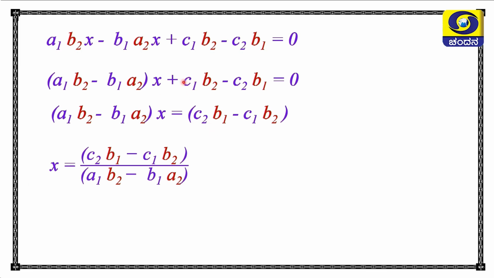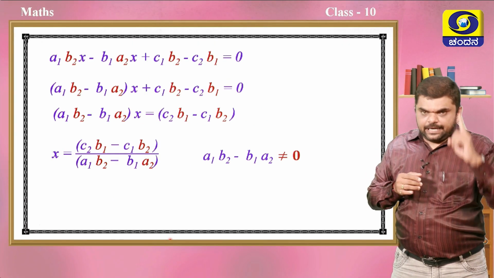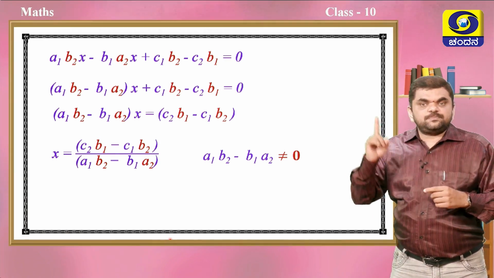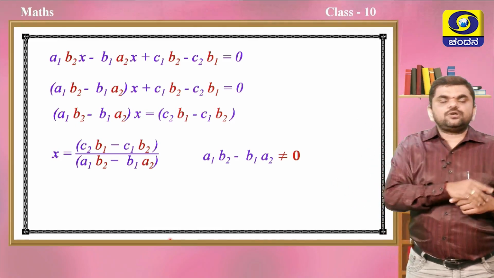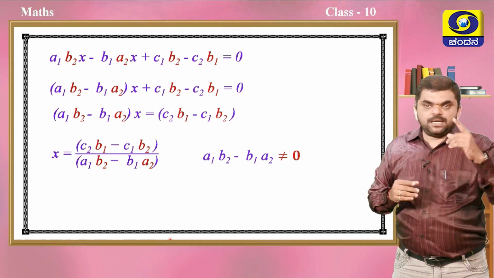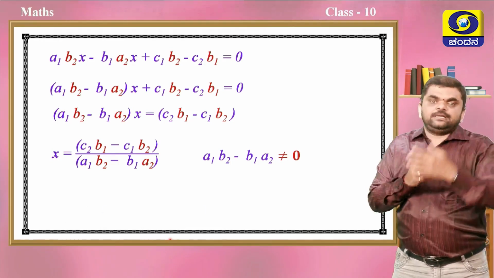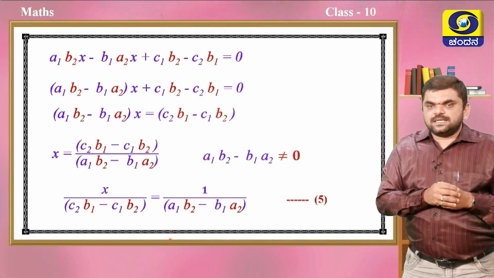Now what is the value of x here? The x is equal to (c2 b1 minus c1 b2) divided by (a1 b2 minus b1 a2). This we will get as the value of x here children, provided there is one condition. What is that condition? a1 b2 minus b1 a2 should not be equal to 0. If it becomes 0, the answer itself goes undefined. So it should not be equal to 0.